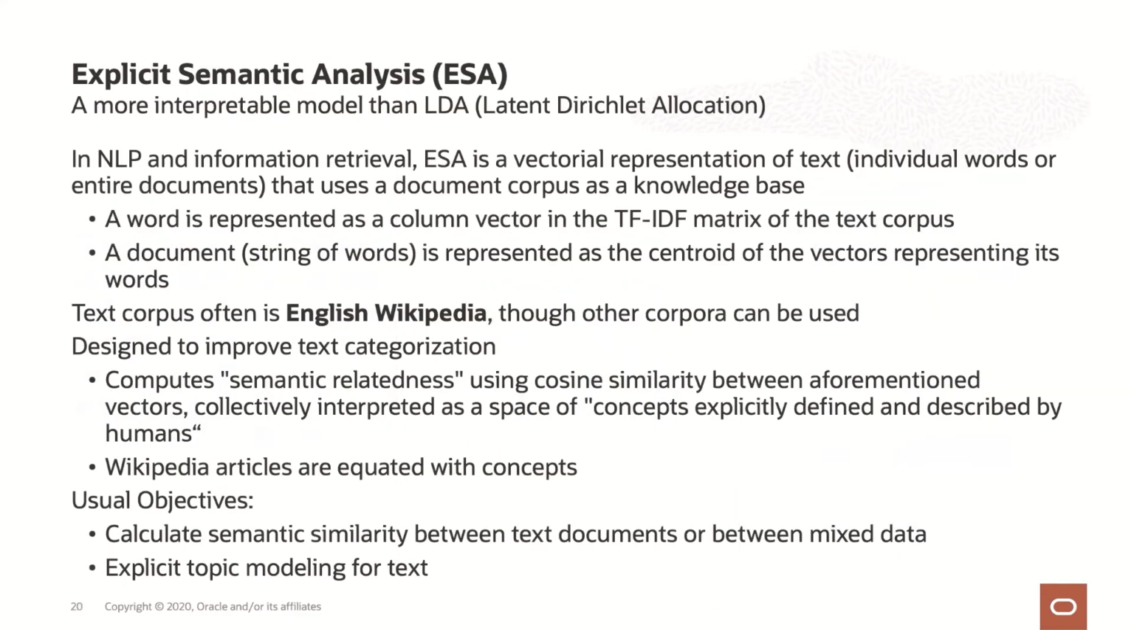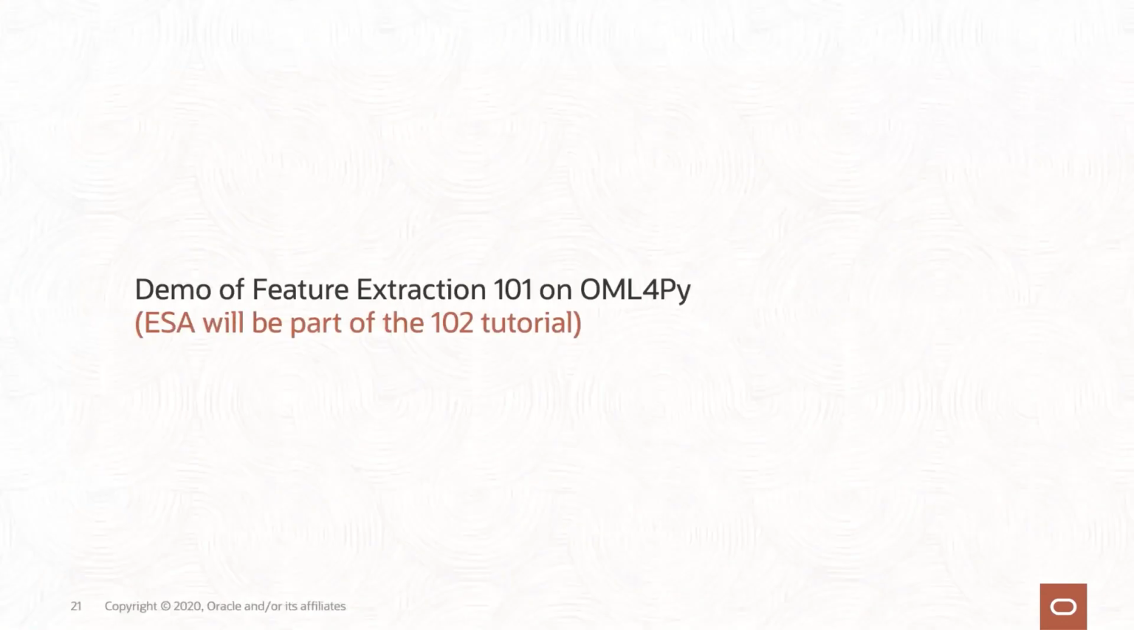Also, a quick comment on explicit semantic analysis. ESA is really a specific model for being more interpretable than the latent Dirichlet allocation, or LDA. In NLP it is very much used. We're going to look in more detail into what ESA can do in January, where we're going to be playing with some document similarity and looking at text. So having said that, let's take a look at the demo.